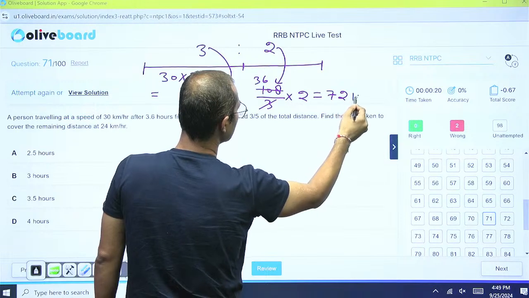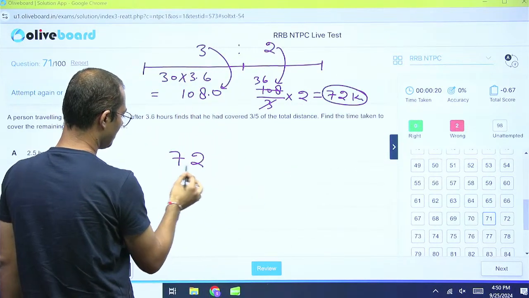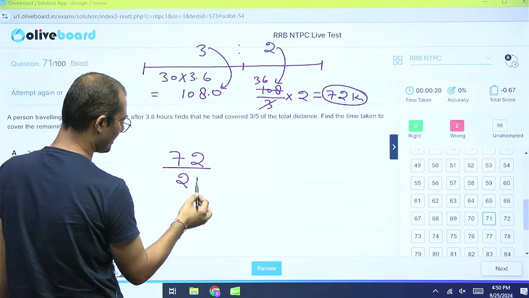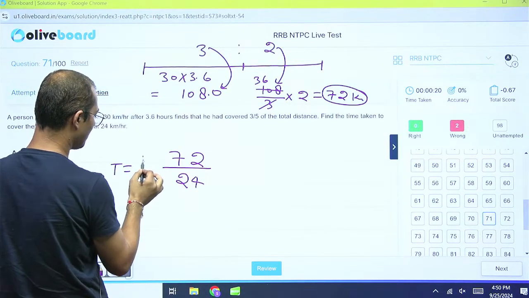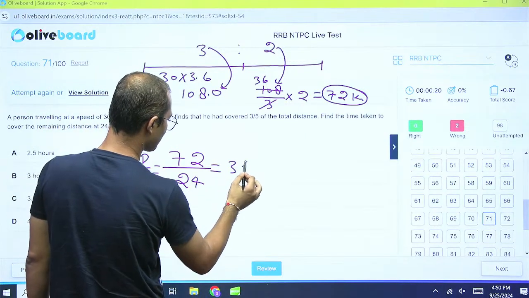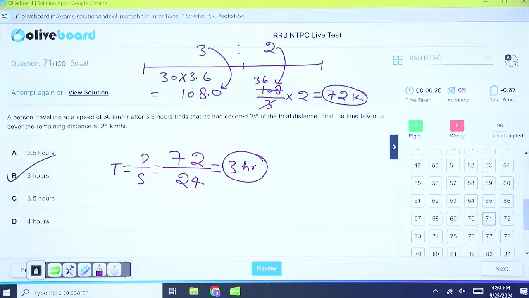72, right? So we have to calculate 72 km at what rate? So this is the distance which we have to cover. The speed is 24 km per hour. So time is equal to distance divided by speed. So the answer would be 3 hours, right? So it will take 3 hours to cover the same distance. So B part is the right answer.